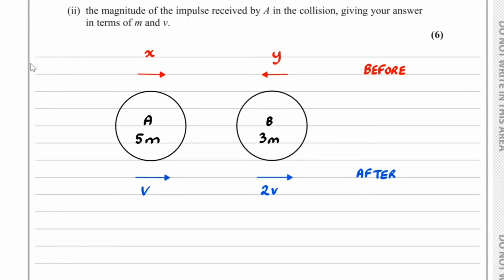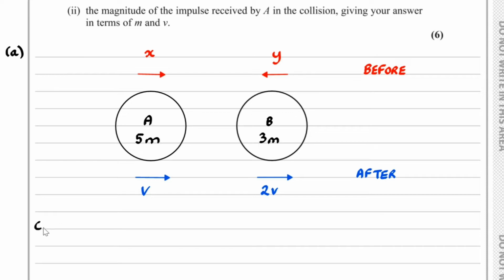Let's begin with the diagram. We've got our particles A and B of masses 5m and 3m respectively. Before they collide, they are moving towards each other. We don't know what the speeds are. I've said the speed of A is x and the speed of B is y. They are moving towards each other, hence the arrows are pointing towards each other. After the collision, they move in the same direction with speeds v and 2v. What we need to do is find the range of values for E.